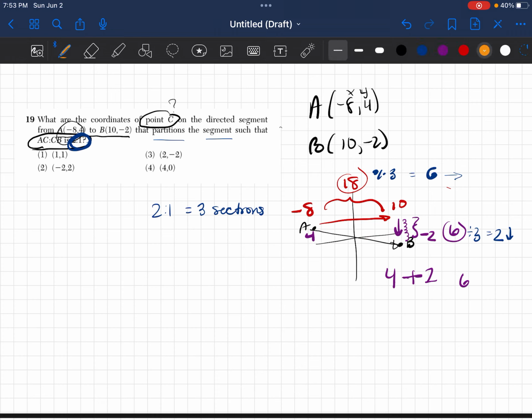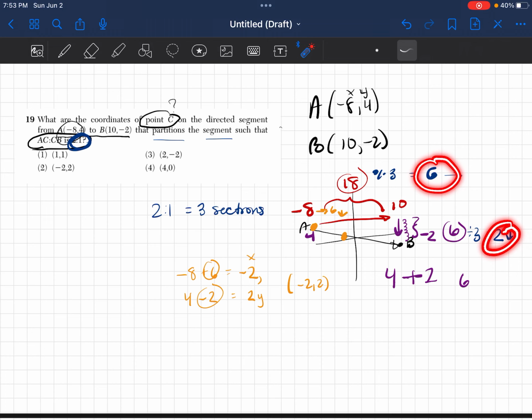But to do it this way, I'd have to think, okay, negative 8, 4 is my first spot, and I'm going to go to the right 6, and I'm going to go down 2. So negative 8 plus 6 is negative 2. So that's my new x point. And 4 minus 2 is equal to positive 2. So the next point is negative 2, 2, somewhere over here. So I added 6 and I subtracted 2 because that's what we found here. So each piece changes by 6 and 2.